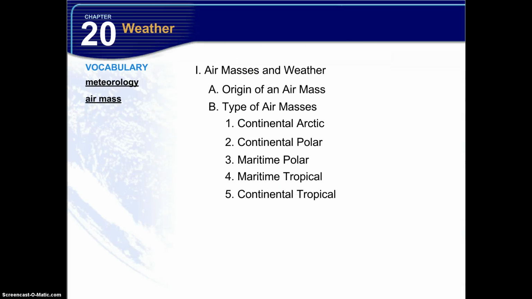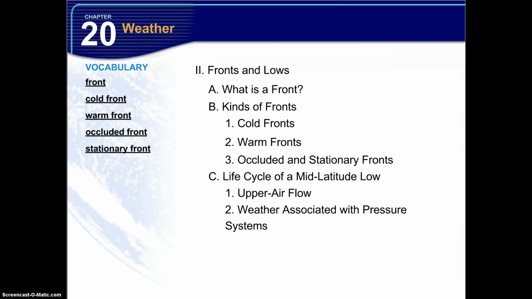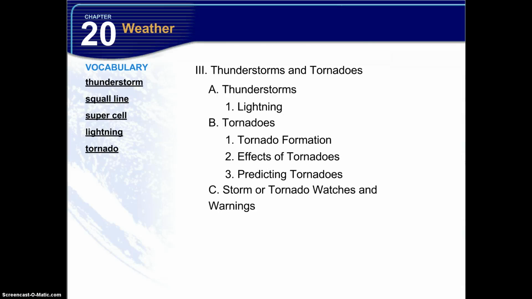Okay, let's overview Chapter 20 one time before we end our Chapter 20 screencast. We began talking about air masses and weather, origin of air masses, the type, CA, CP, MP, MT, CT. Then we went into fronts and lows, what a front is, the different types of fronts. We had cold front, warm front, occluded front, and stationary front. Talked about the upper airflow of a mid-latitude low pressure system and how weather associated with pressure systems. Thunderstorms and tornadoes. Thunderstorms, briefly talked about lightning and some of the dangers of lightning. Talked about how a tornado forms, the effects of tornadoes, possibly even predicting tornadoes. Storm and tornado watches and warnings.